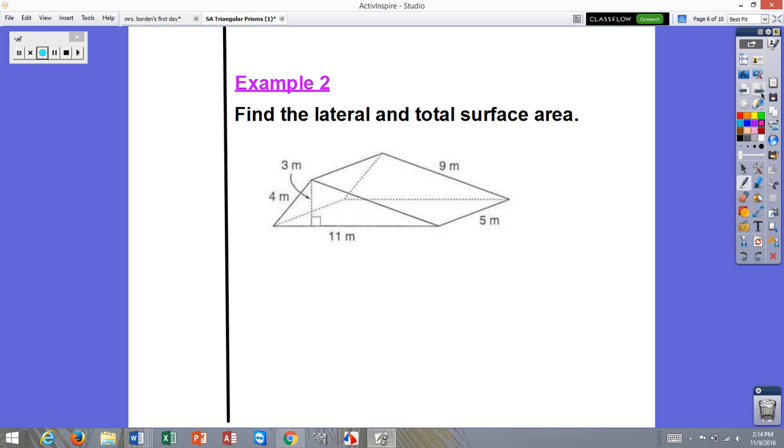Alright, y'all. Let's look at a triangular prism now. Okay? So again, we're going to shade the base. Now with a triangular prism, the triangles are automatically my bases. So I'm going to shade the triangles. So here's a triangle here. And there's another parallel triangle in the background. I'm going to shade both of those. Okay? The perimeter of my base is, since my base is a triangle, I'm going to add 4 plus 11 plus 9. Okay? So we get a perimeter of 24 meters.